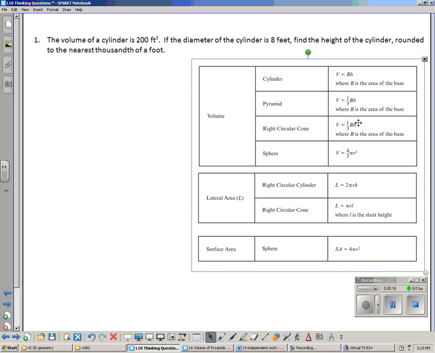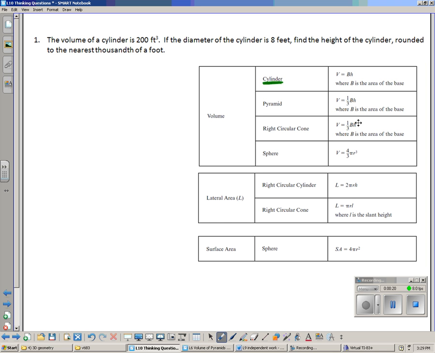And real quick here, we see that the volume of a cylinder is big B times H, where B is the area of the base. Tomorrow I'm going to give you a blank formula sheet, meaning it's just going to have the typed things that you would get on the Regents. It's not going to have any handwriting on it. So at any rate, the volume of a cylinder is big B times H. And because a cylinder has a circular base, big B gets replaced with pi r squared.